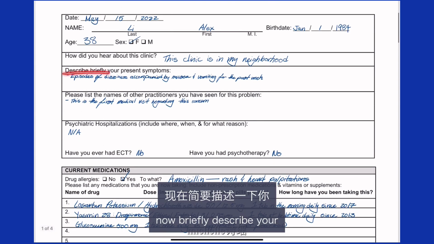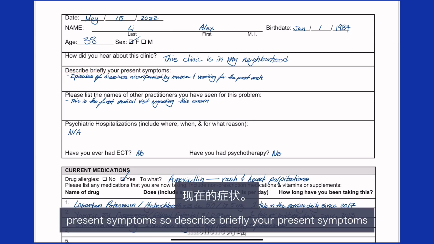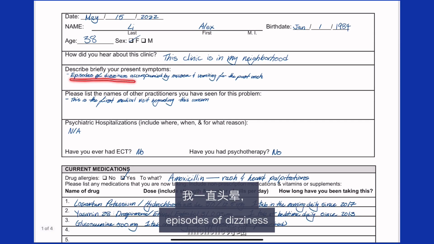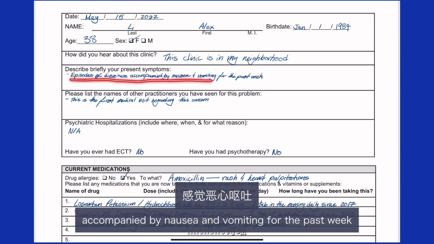Now briefly describe your present symptoms. So describe briefly your present symptoms. I've been having episodes of dizziness accompanied by nausea and vomiting for the past week.